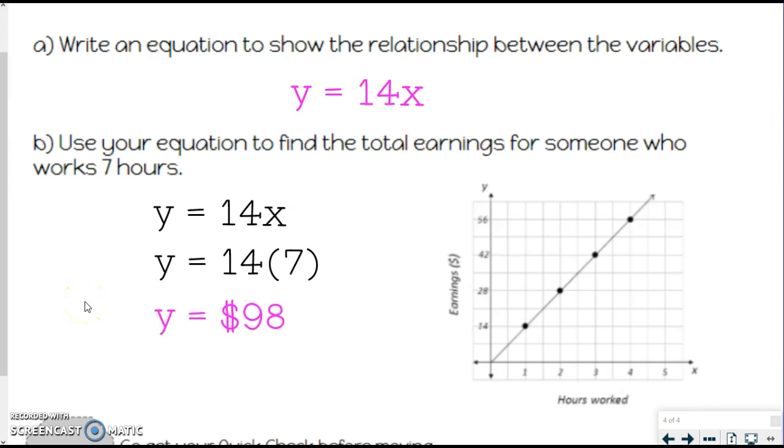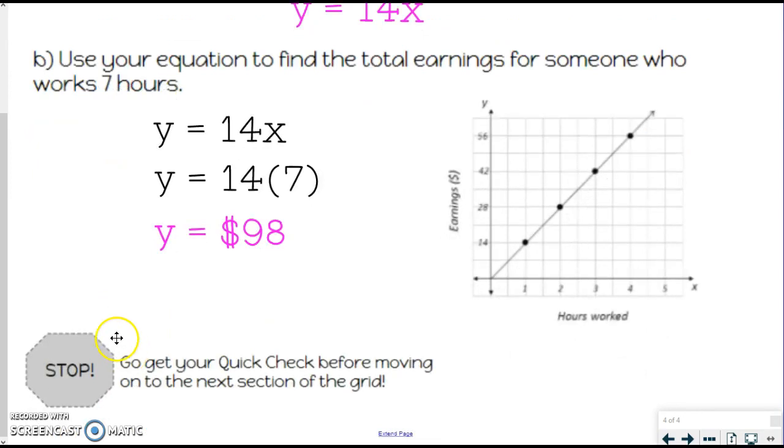Okay, that's really it. You know how to do that. Pretty simple. So make sure you stop. Don't go any further. You need to go get your last quick check before you move on to the next section of the grid, which is correcting your pre-assessment.